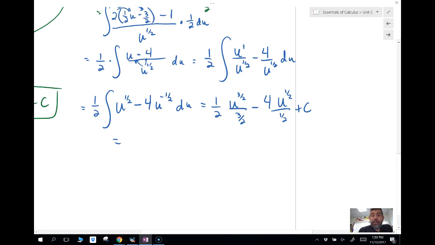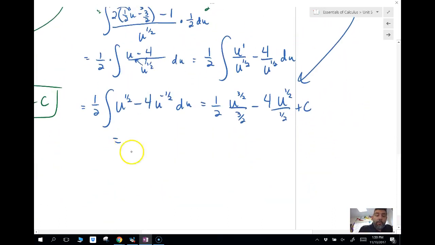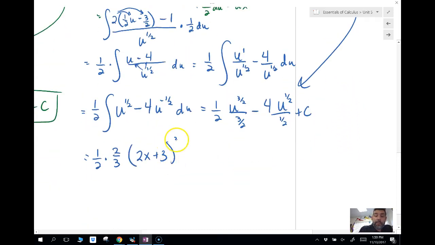substitute and simplify here. So I'm going to substitute the u back. What was u again? 2x minus 3. So I got to put that back here. So I'm going to have 1/2 times 3. It's going to be 2/3. And that was 2x minus 3, I believe. Yep, 2x minus 3 to the 3/2 minus 4 times 2 over 1, 2x minus 3 to the 1/2 plus c.